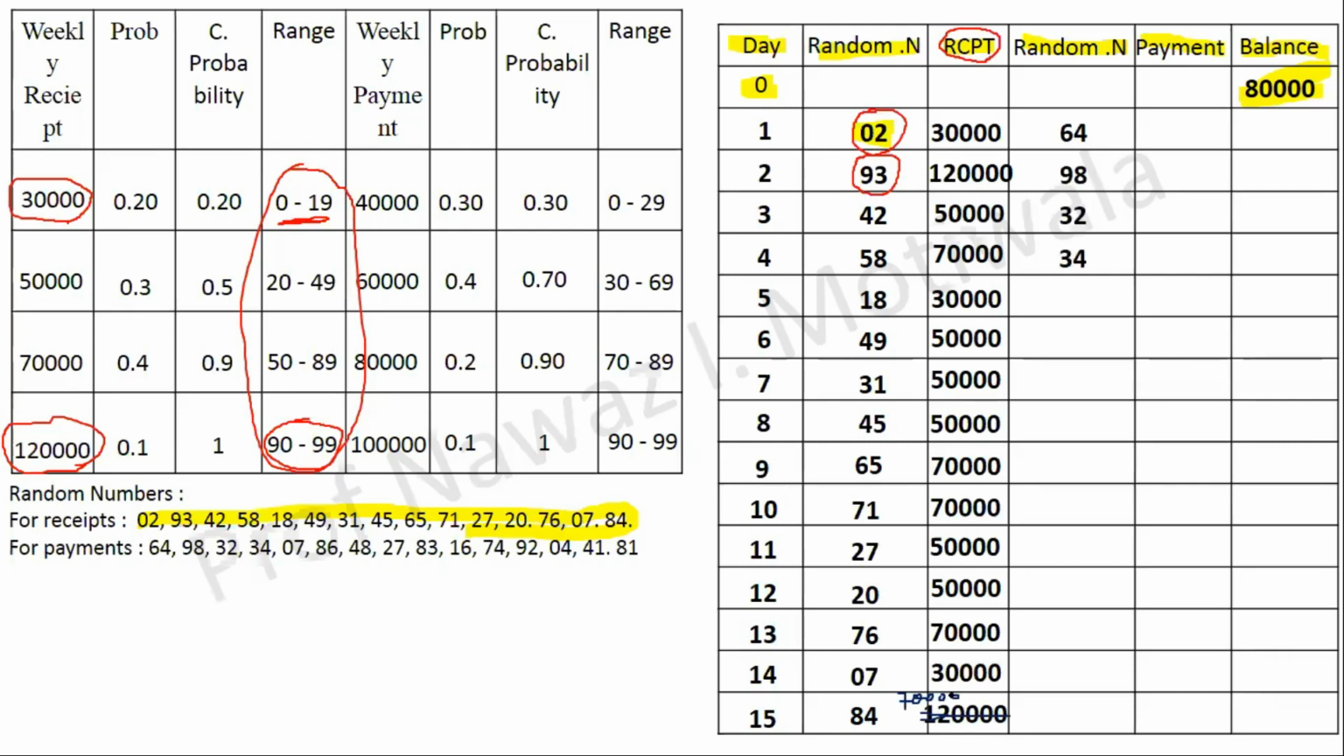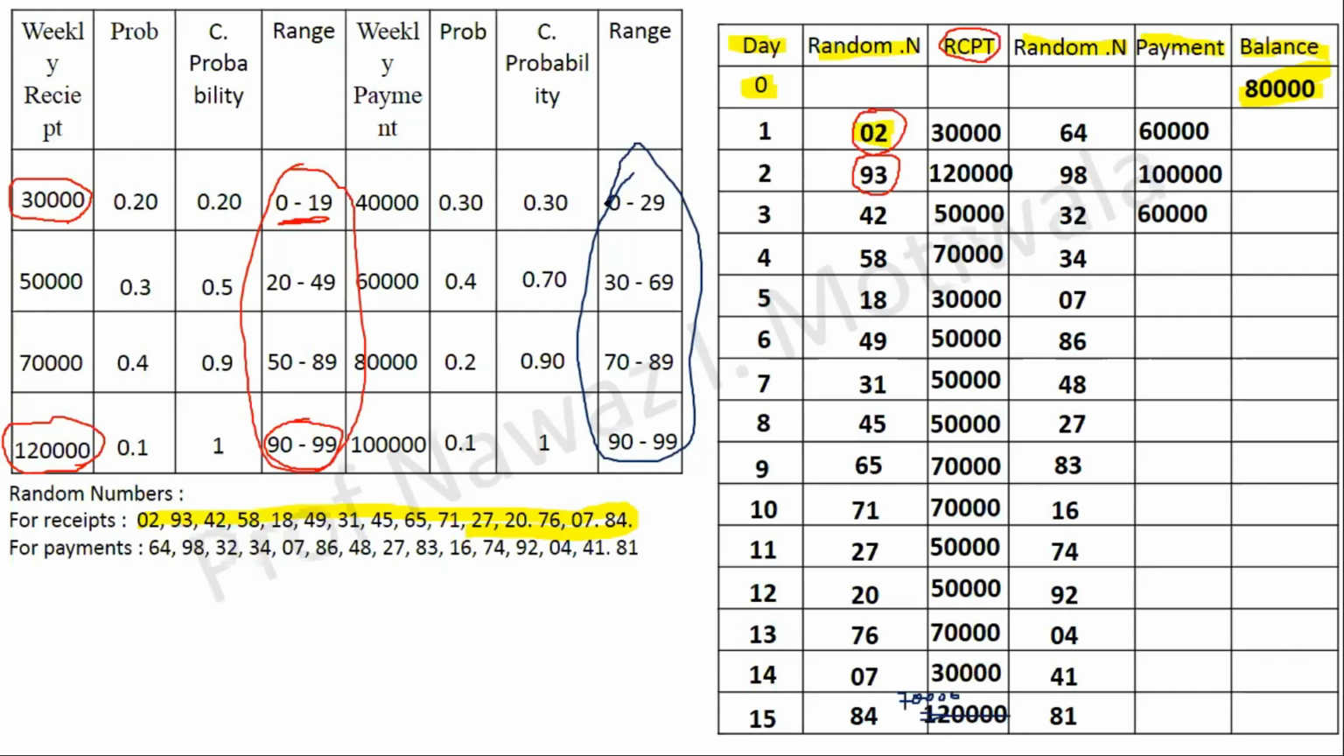I will just write the random numbers which are already given. Yeah, start with the payment side. 50,000. Sorry, sir, 60 will come. Yeah, 60 is correct, go ahead. Now we are finding payments, so just look at this particular range. Yes, sir, this should be the range. 60,000.